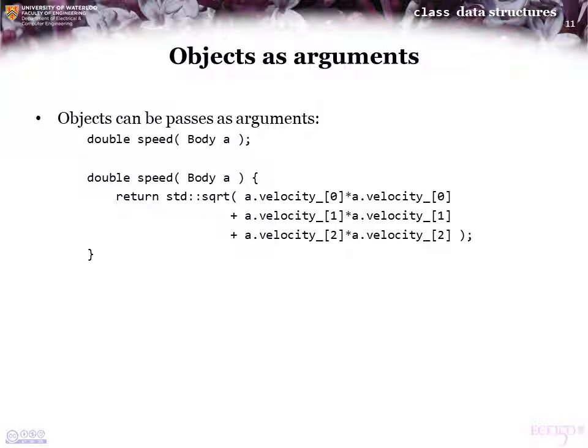Next, objects can also be passed as arguments. So here we see a function called speed, and it takes an instance of a body as a parameter. A is the parameter, and when we execute speed, passing it a body as an argument, it will simply calculate the square root of the first entry of the velocity squared plus the second entry squared plus the third entry squared. And this is what's going to be returned.